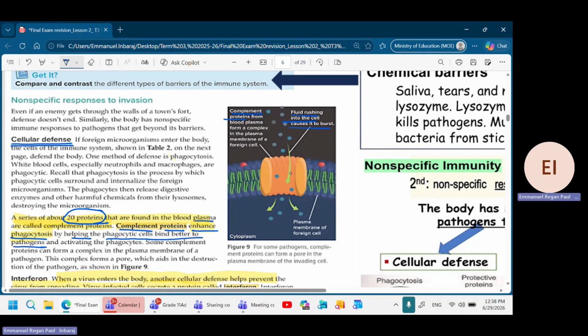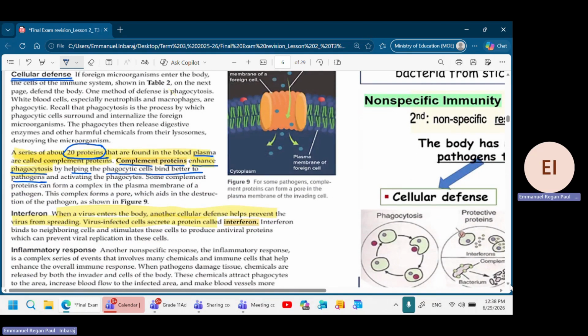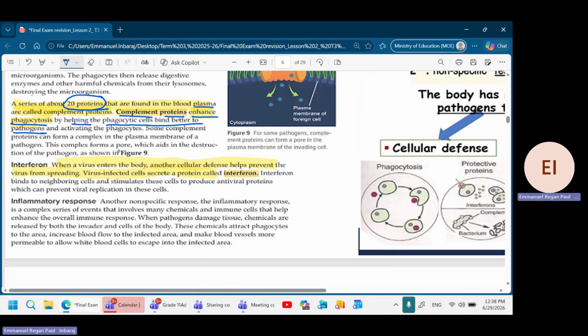See what they do? Complement proteins are actually helpers. They help in the process of phagocytosis. What is phagocytosis? Cell eating. So they help in phagocytosis. Remember this. Okay, so this is a protein called complement protein. Now let's move on to the next one.